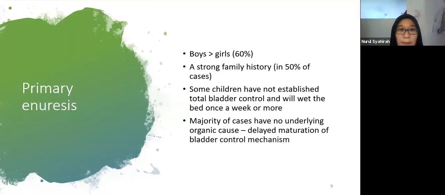Okay, primary enuresis is usually more common in boys compared to girls, at 60%. Children with primary enuresis usually have a strong family history, in 50% of the cases. Some children have not established total bladder control and will wet their bed once a week or more. The majority of children have no underlying organic cause. Usually they have delayed activation of the bladder control mechanism.